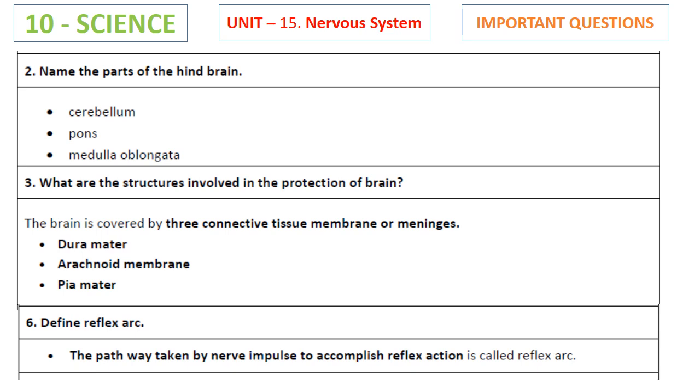Unit 15: Nervous system. Important questions. Name the parts of the hind brain. Cerebellum, pons, medulla oblongata. What are the structures involved in the protection of the brain? Dura mater, arachnoid membrane, pia mater. Define reflex arc. The pathway taken by a nerve impulse to accomplish a reflex action is called a reflex arc.